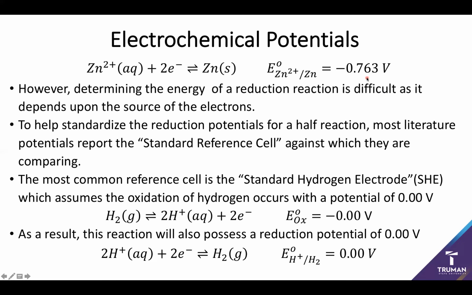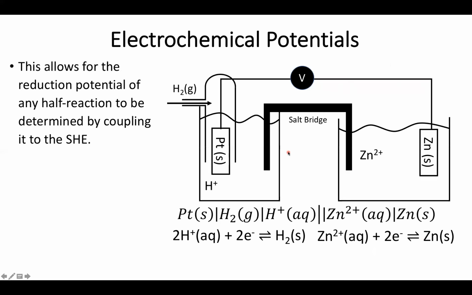So any other potential I measure is usually reported under this standard hydrogen electrode, meaning that at some point, somebody probably hooked a given reaction up against the standard hydrogen electrode. In this case, if I want to know the potential for zinc, I'm going to have to hook up a cell where I am oxidizing zinc versus a standard hydrogen electrode where I'm feeding in hydrogen, producing protons.